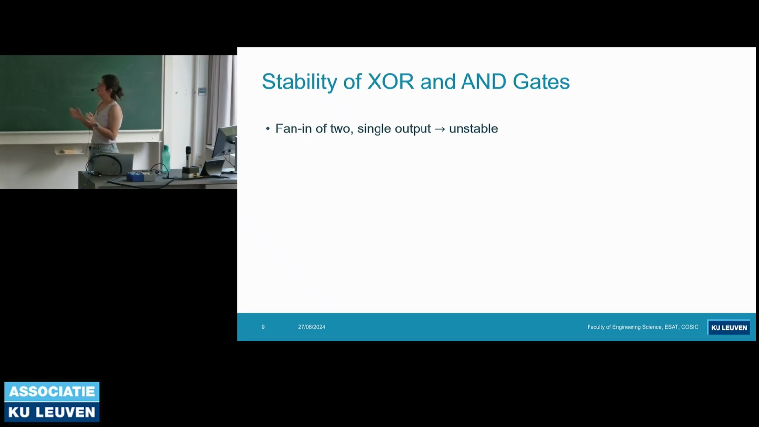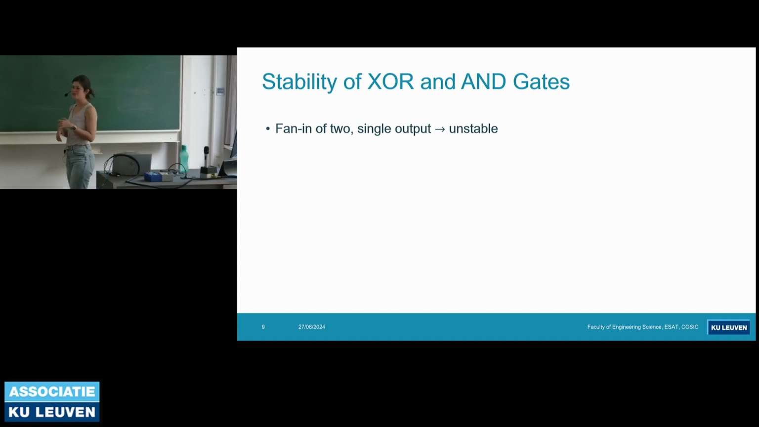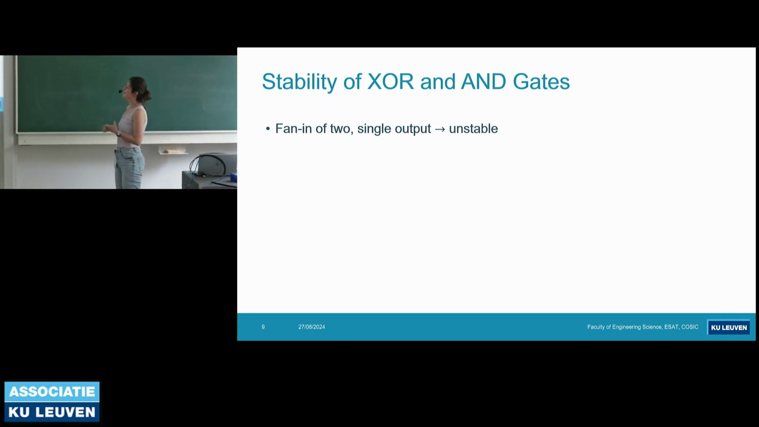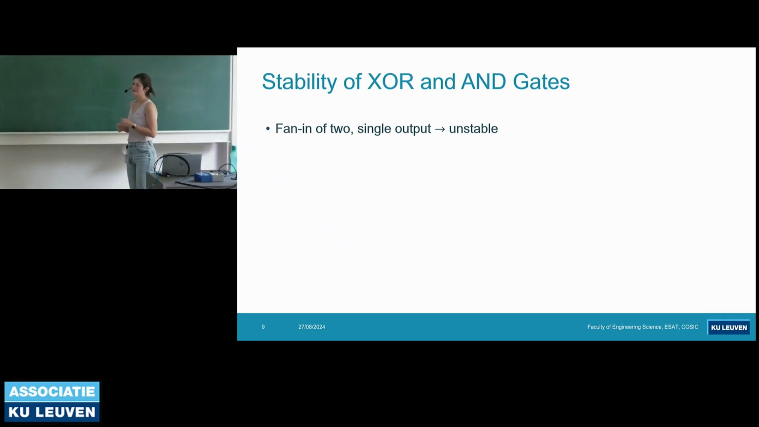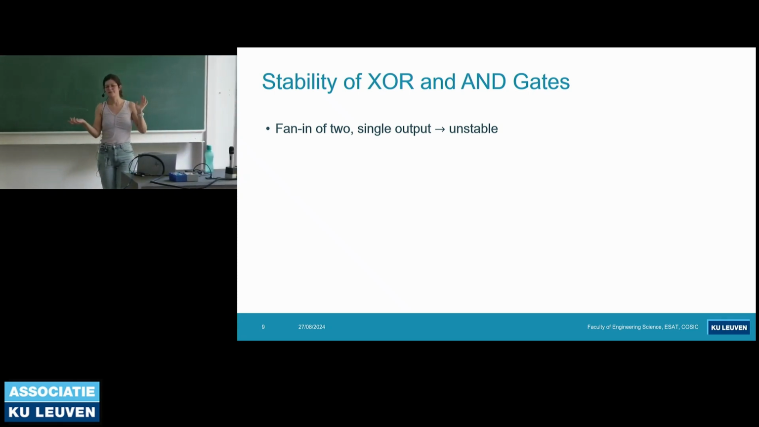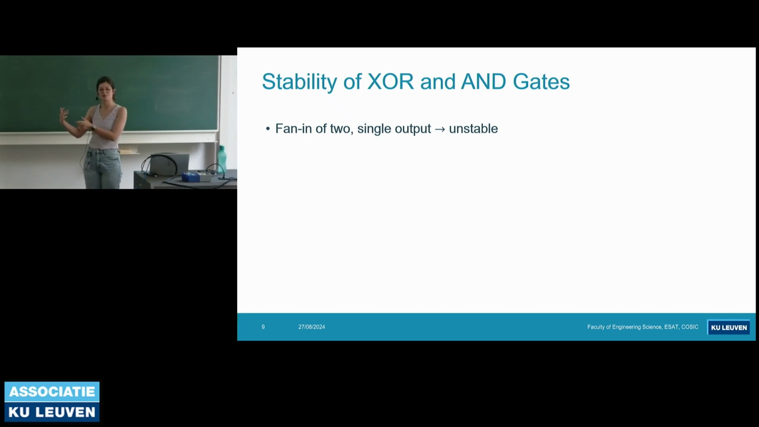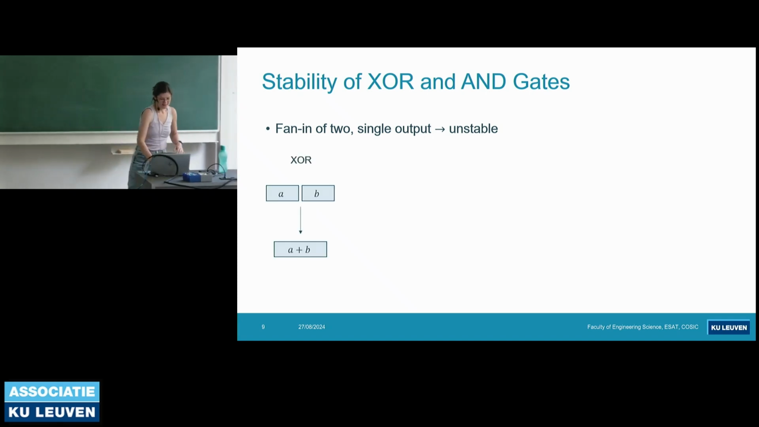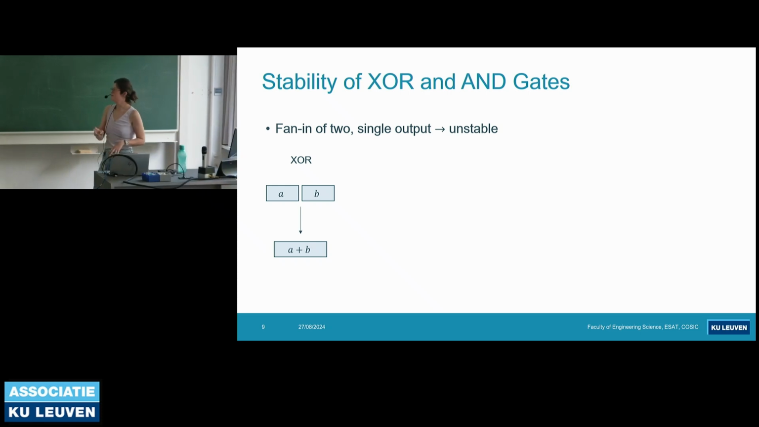And now that we know the properties of the countermeasure, let's start with XOR and AND gates, because they are the most basic operations in the binary field. They are fanning in two inputs to a single output, which means they are unstable, because they might map two different inputs to a single output. And if the second input is faulty, then this means it's not propagated to the output. Let's see it in some examples.